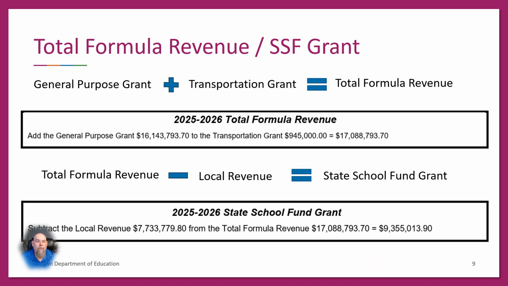The total formula revenue is the general purpose grant plus the transportation grant. The state school fund grant, which is the amount each district receives from the state, is the total formula revenue minus local revenue. Since districts receive local revenue from the county, that amount is reduced from the total formula revenue.